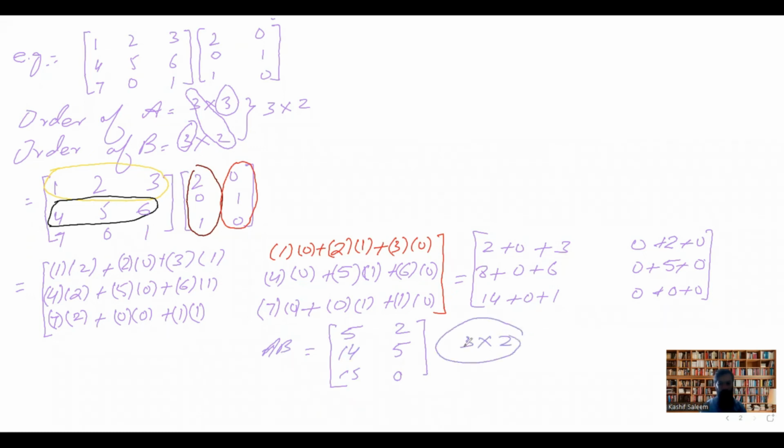So if you check it here, this is a 3 by 2 matrix, and you have already calculated your answer, which should be a 3 by 2 matrix. So it is confirmed. Now let's move on to some of the main definitions, that is, what is additive inverse and multiplicative inverse.